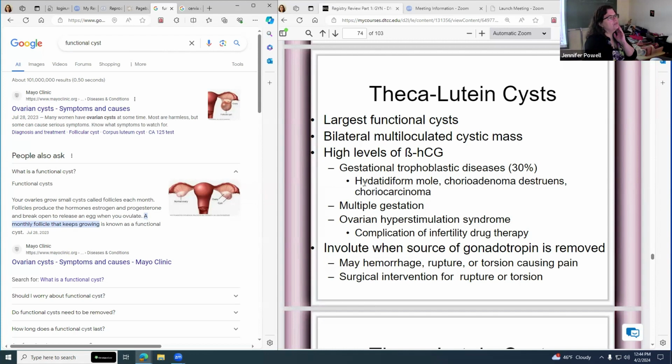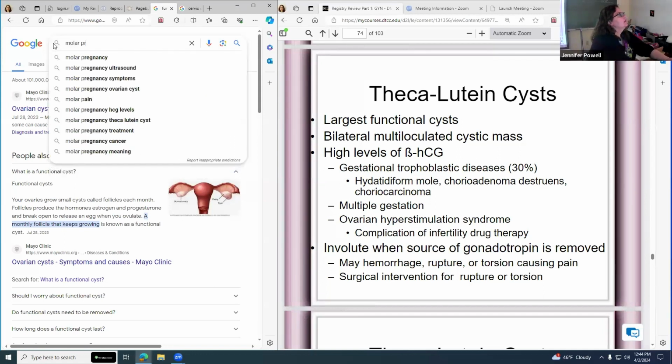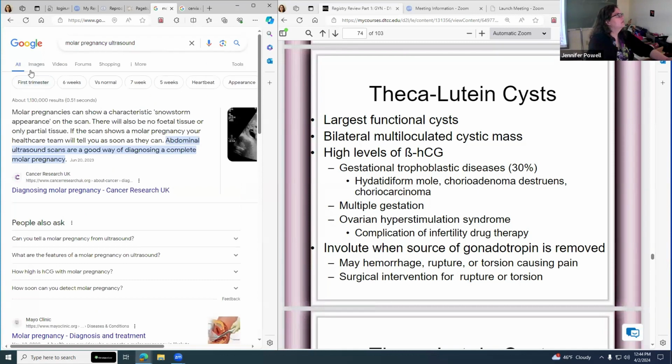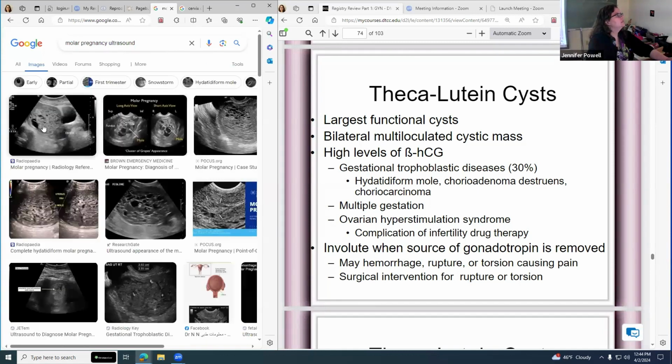Those are those partial moles and complete moles. There's molar pregnancies that look like grapes. Remember that? There's no actual baby. It just ends up being like this. It looks like grapes. That chorioadenoma destruens or choriocarcinoma. So these moles can turn cancerous.